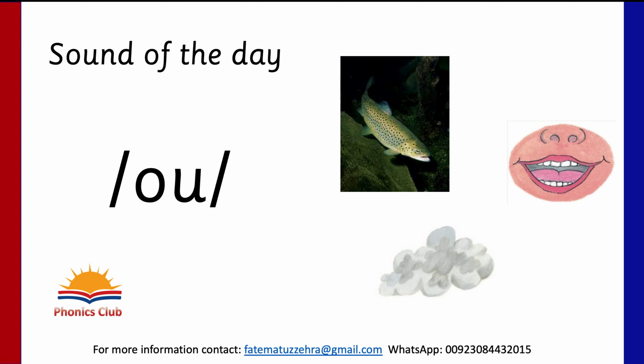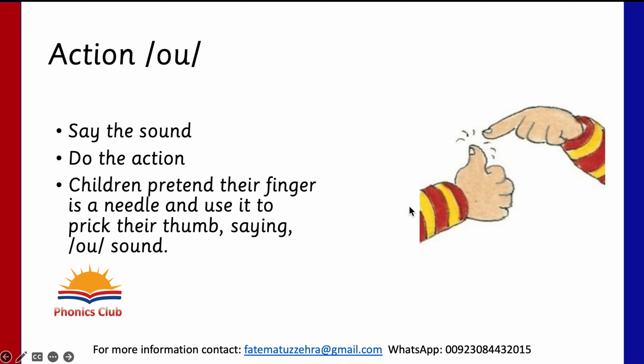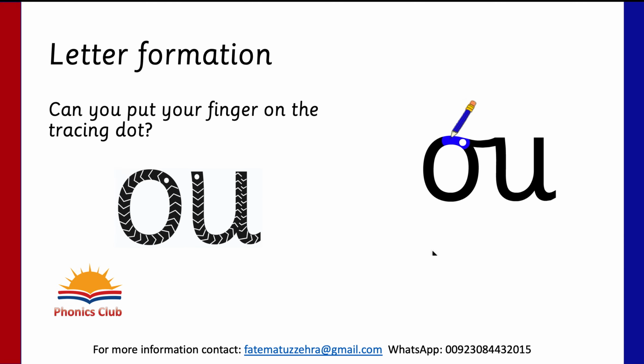Okay, so this is the sound of the day, and here are some more pictures: mouth, cloud, and trout. See the sound, do the action. Children pretend their finger is a needle and use it to prick their thumb, saying the ow sound. Letter formation. Can you put your finger on the tracing dot? Come down, go up. It is suggested that if children are understanding and learning a new digraph sound, they should join them. It gives them the idea that both of the sounds are joined together.